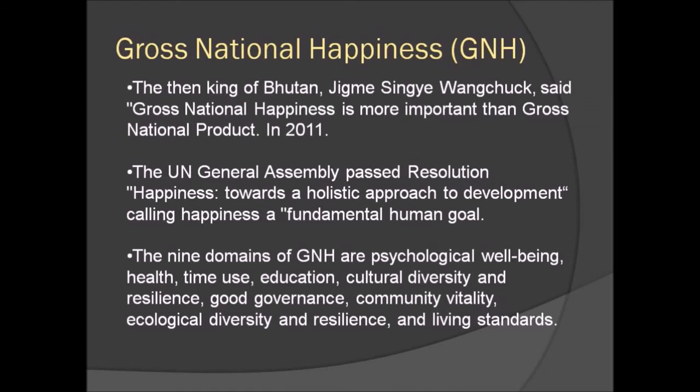The nine domains of GNH are psychological well being, health, time use, education, cultural diversity and resilience, good governance, community vitality, ecological diversity and resilience, and living standards. And these are the nine domains of the gross national happiness.